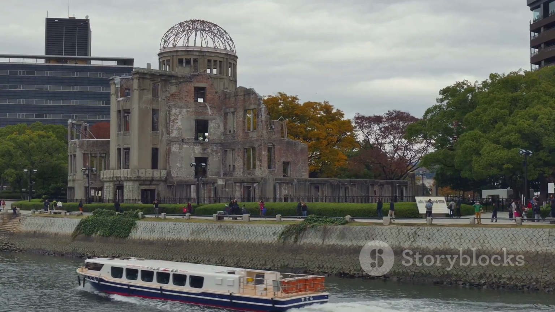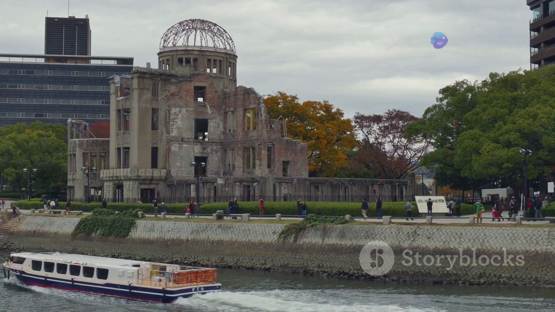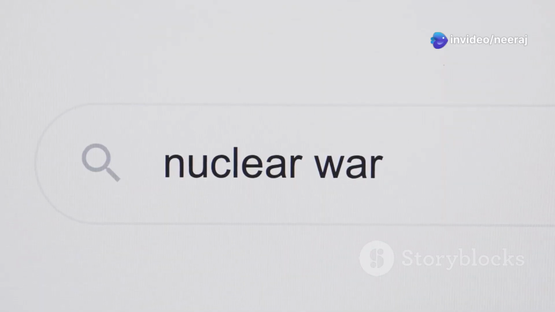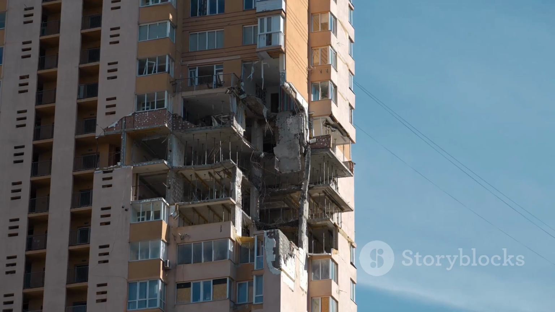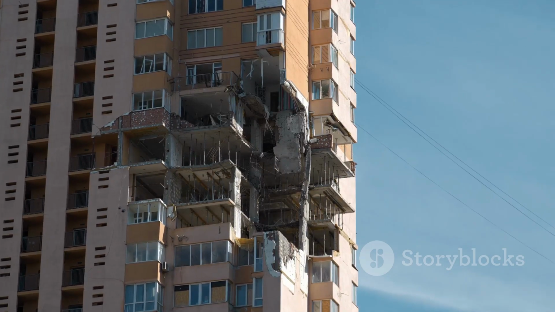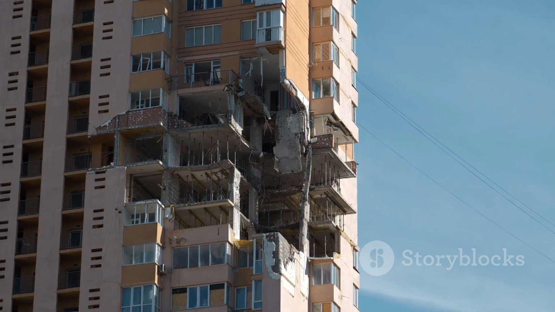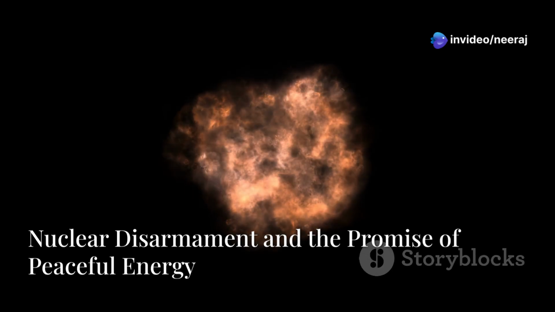The bombings of Hiroshima and Nagasaki marked a turning point in human history. They ushered in the atomic age, an era defined by the constant threat of nuclear annihilation. The world now lived in the shadow of the bomb, aware that the power to destroy civilization itself was within reach.